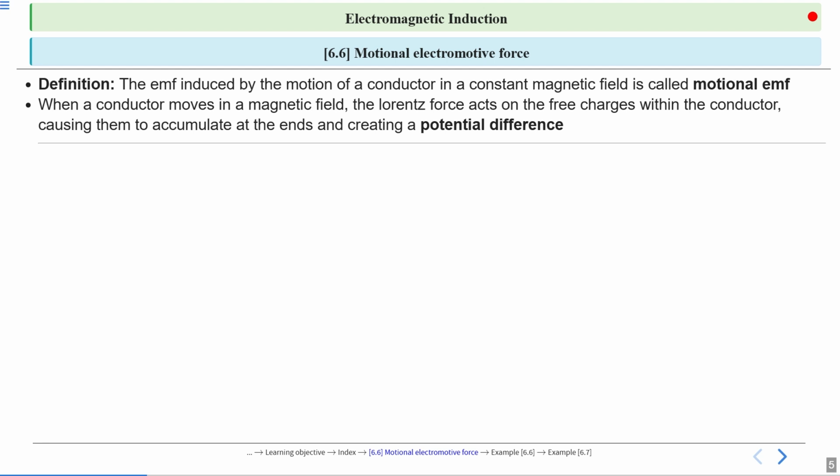So when a conductor moves in a magnetic field, the Lorentz force acts on the free charges within the conductor, causing them to accumulate at the ends. Moving charges will experience a force perpendicular to both the direction of their velocity and the direction of the magnetic field. Their motion is along the conductor, so after experiencing force they will start moving towards the ends, and this causes them to accumulate at the ends and create a potential difference.